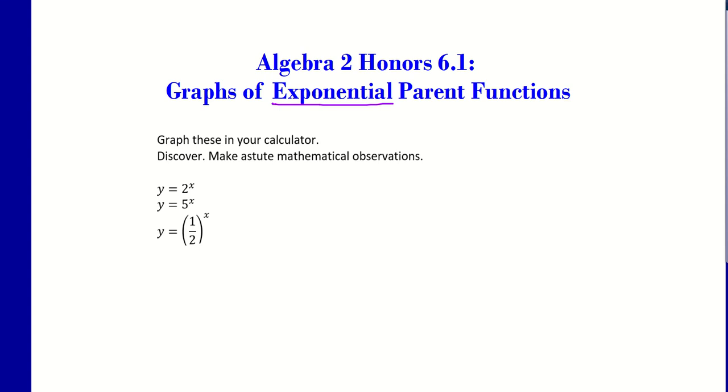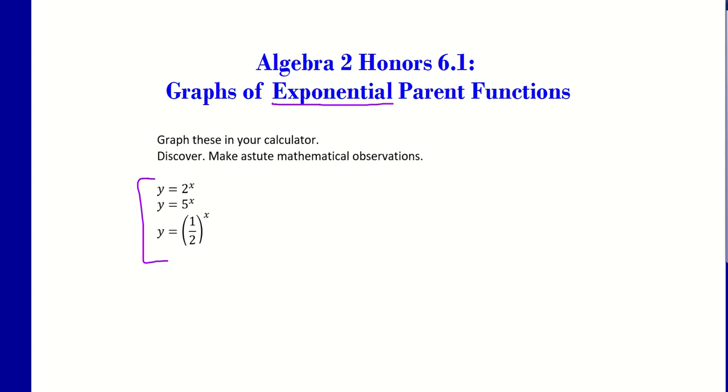The reason why they're called exponential parent functions is that the variable is in the exponent. So in the examples that I have here, you can see that the x, which is the independent variable, is in the exponent of the equation, and that's what makes them an exponential function.